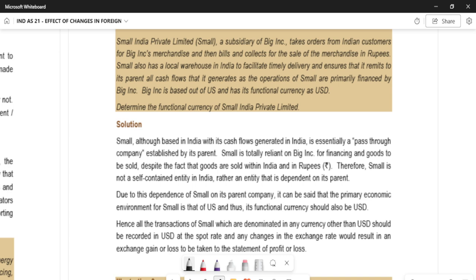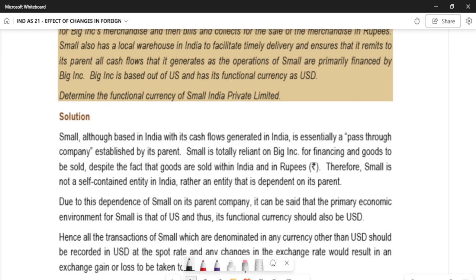Small is totally reliant on Big Incorporation for financing and goods to be sold, despite the fact that goods are sold within India in rupees. Therefore, Small is not a self-contained entity in India, rather an entity that is dependent on its parent. So, Small India is always dependent upon Big.